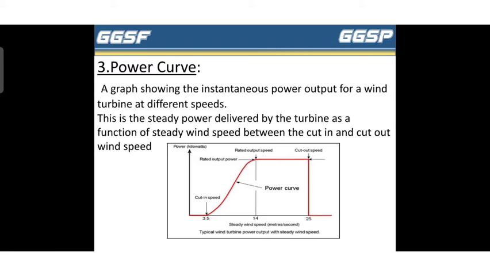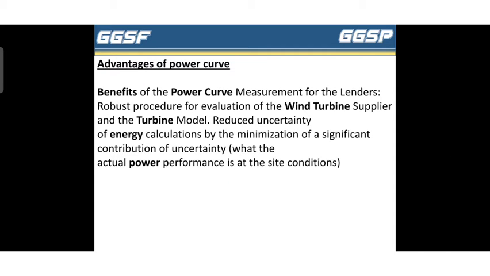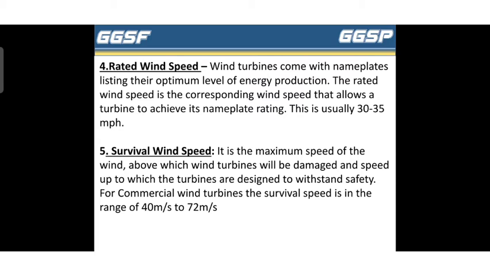In this power curve, we see the cut-in speed, rated output power, rated output speed, cut-out speed, and so on. Benefits of the power curve: a robust procedure for evaluating the wind turbine supplier and the turbine model reduces the uncertainty of the energy calculation by minimizing the contribution of uncertainty. It shows the actual power performance at the site conditions.